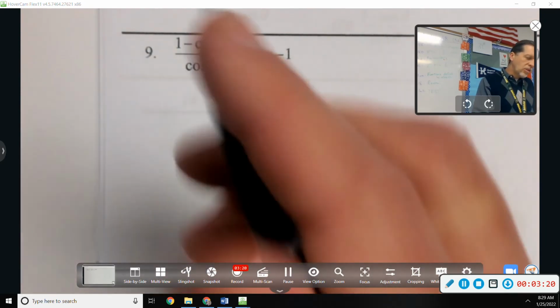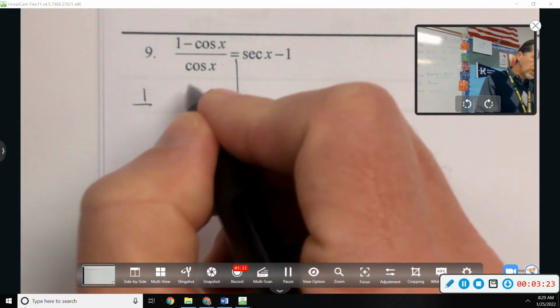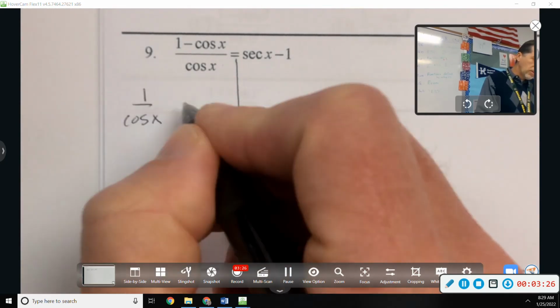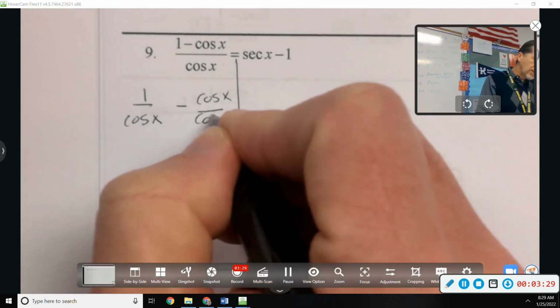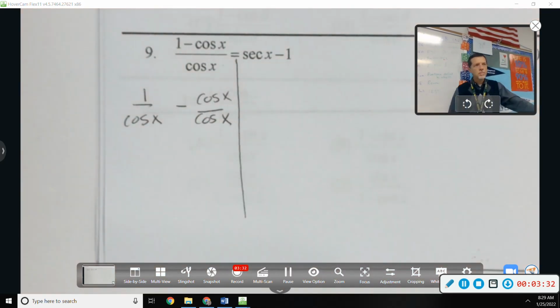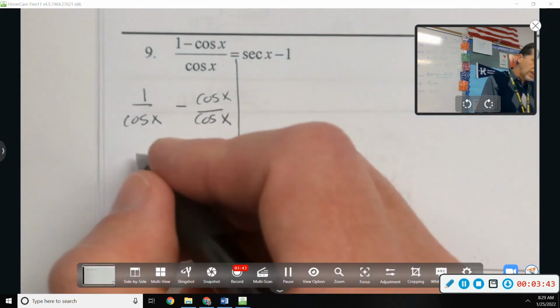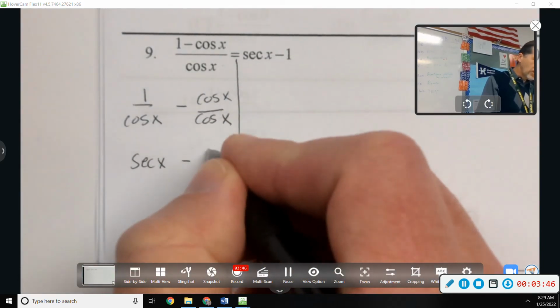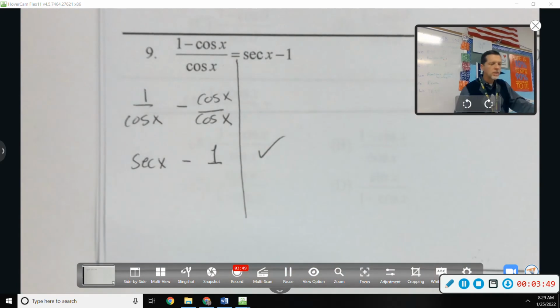You know what? I think if we just split this up and sort of undo the fraction adding and write it as 1 over cosine minus cosine over cosine. It's an algebra step. But then hopefully this is what happens. You do 1 or 2 steps and then the light goes off like, oh, I'm there. Because 1 over cosine, that is secant. And cosine over cosine is 1. So we're good. Again, you could work the other side as well on that one.